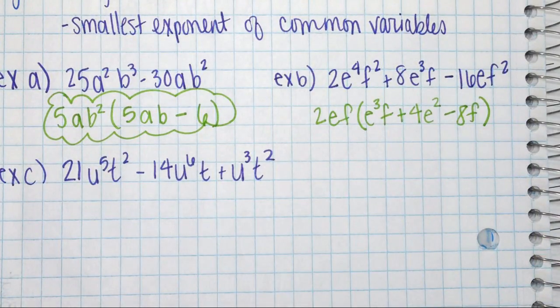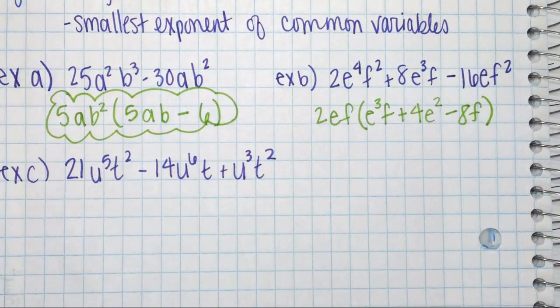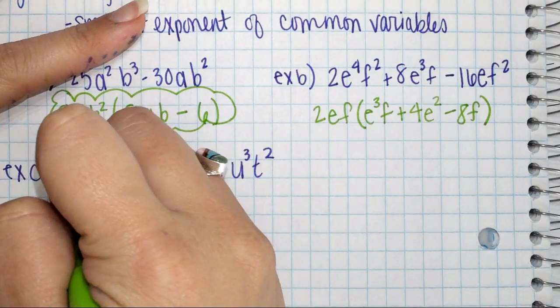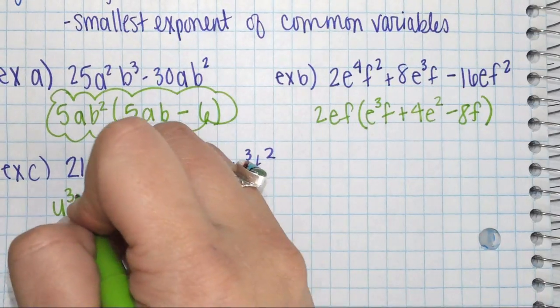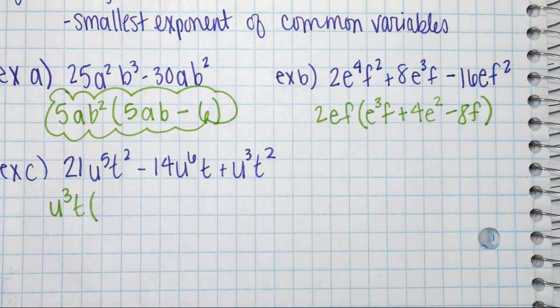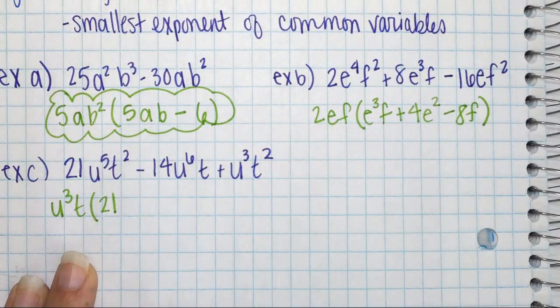We're doing it one step at a time. What's the smallest? We have 5, 6, or 3. So we bring out a U cubed. We're not done. All right, T's. 2, 1, or 2? Just 1. Now, if we're not dividing the numbers by anything, do they stay the same? Yes. So it's going to be 21.